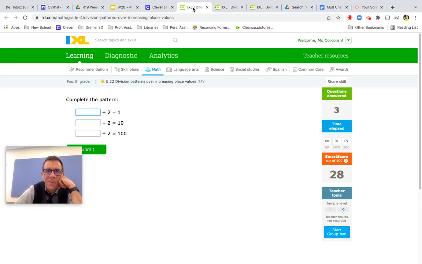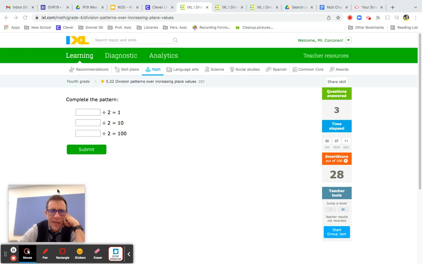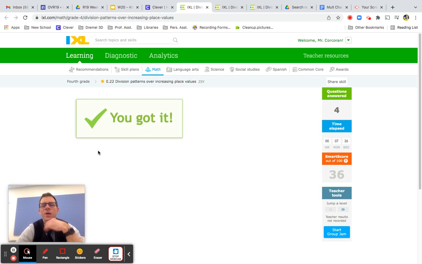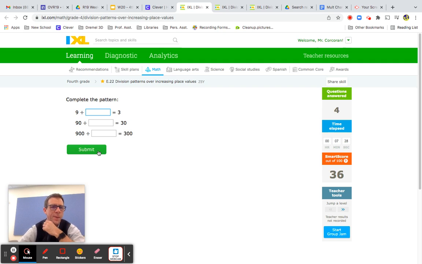For example, E23 has a number divided by 2 is 1. 2 divided by 2 is 1. A number divided by 2 is 10. 20 divided by 2 is 10. Lastly, 200 divided by 2 is 100. The other way you can solve these, if you don't quite see the pattern, is you can do multiplication.